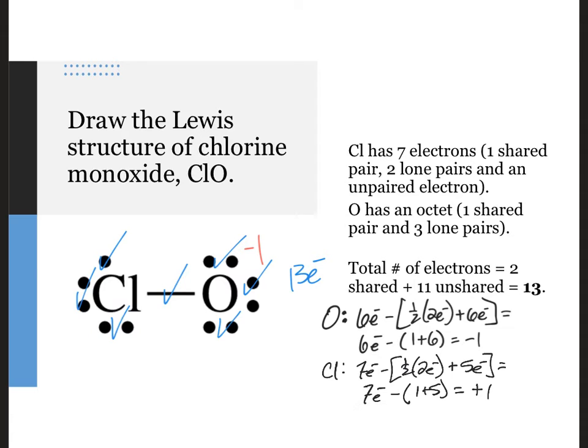Chlorine comes in with 7 valence electrons, minus 1 from the single bond to get 6 electrons. Subtracting the 5 electrons from the lone pairs and odd electron, we get a plus 1 formal charge. Because oxygen is more electronegative than chlorine, it is appropriate to leave chlorine with 7 electrons. Congratulations! You just worked through your first radical Lewis structure.